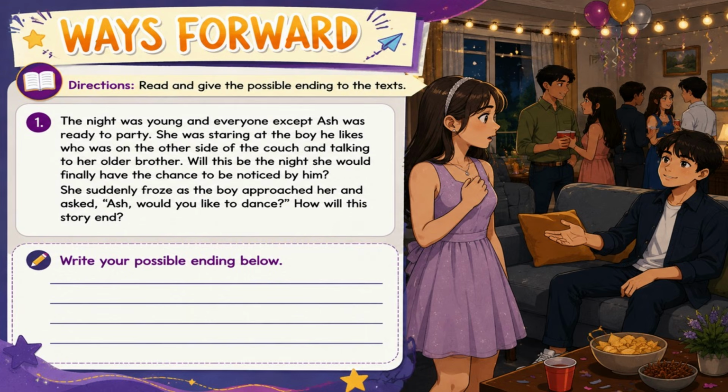Ways forward. Directions. Read and give the possible ending to the text. The night was young and everyone, except Ash, was ready to party. She was staring at the boy she likes, who was on the other side of the couch and talking to her older brother. Will this be the night she would finally have the chance to be noticed by him? She suddenly froze as the boy approached her and asked, "Ash, would you like to dance?" How will the story end? Write your possible ending below.